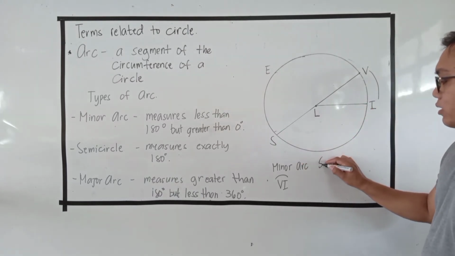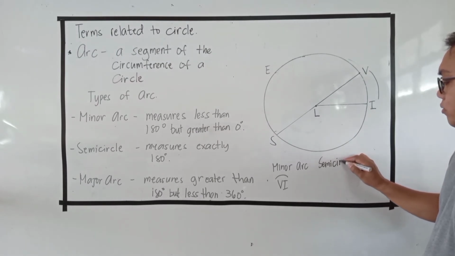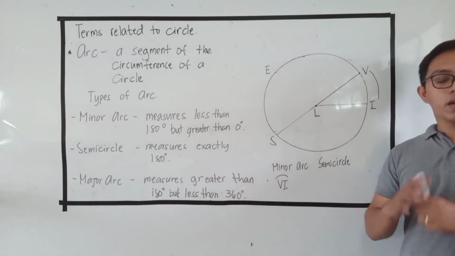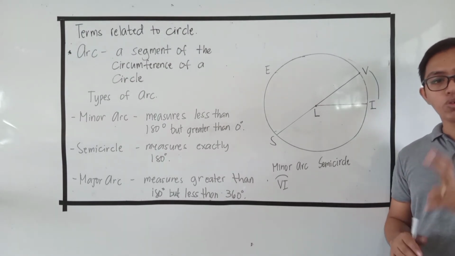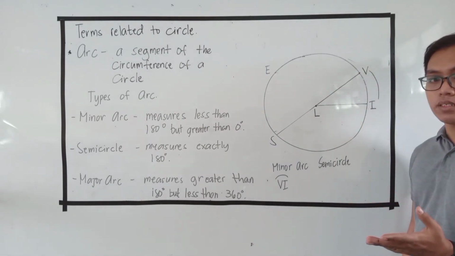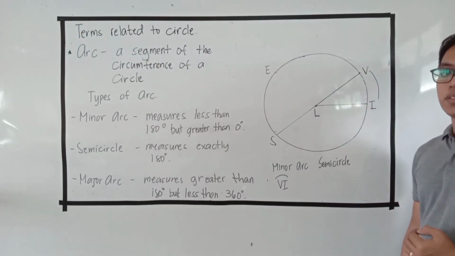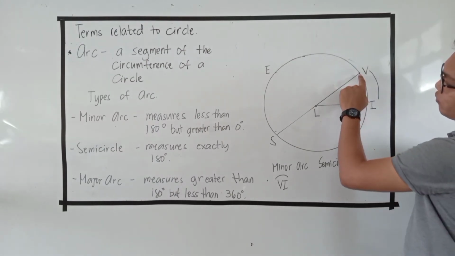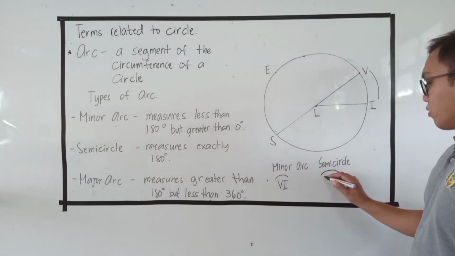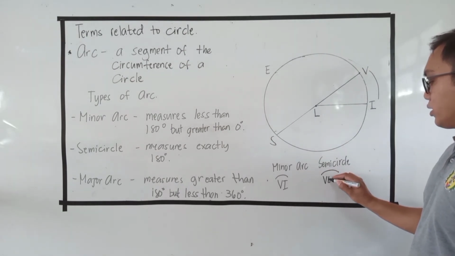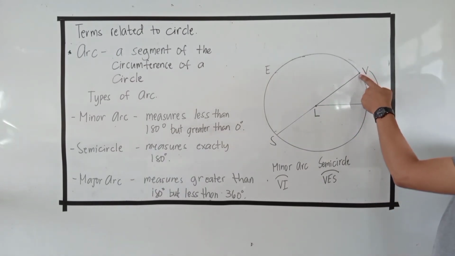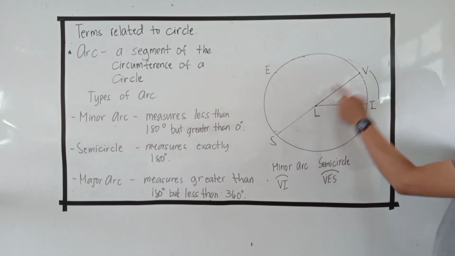Let us now name a semicircle. It measures exactly 180 degrees, meaning it divides the circle into 2 equal parts. Those are the arcs bounded by the diameter. So we have arc VES. We're going to use now 3 letters. We also have arc VIS.